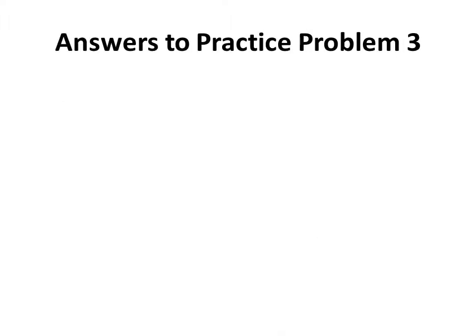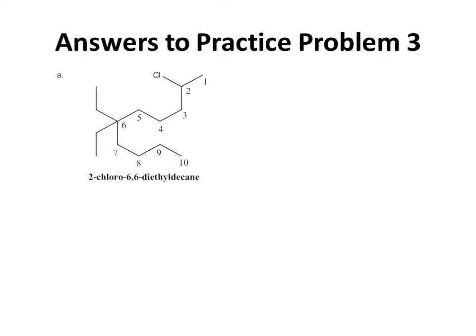Answers to practice problem 3. In part A, the longest carbon chain has 10 carbons, and at position 2 there's a chloro group. At position 6 there are 2 ethyl groups. So the name for this compound would be 2-chloro 6,6-diethyl decane.